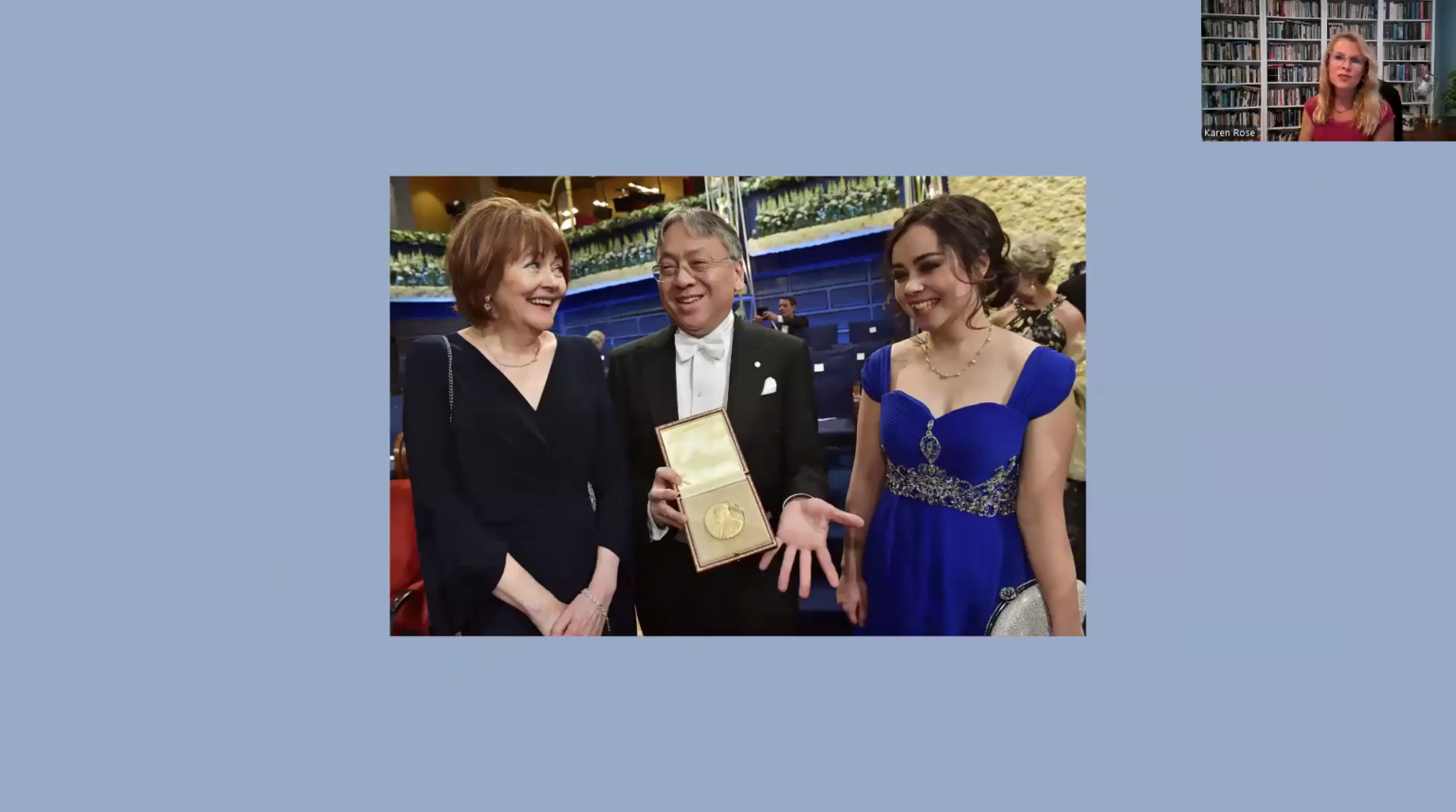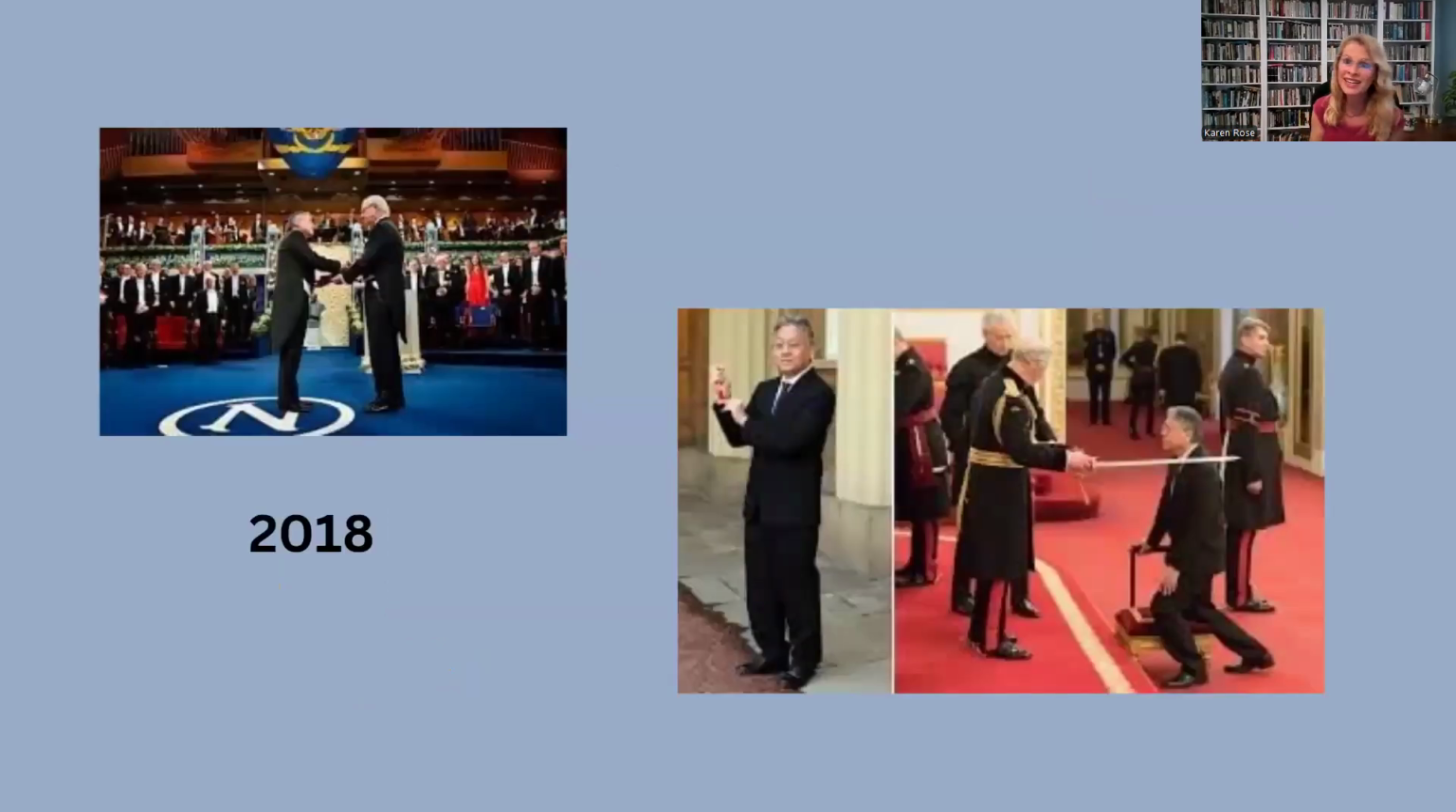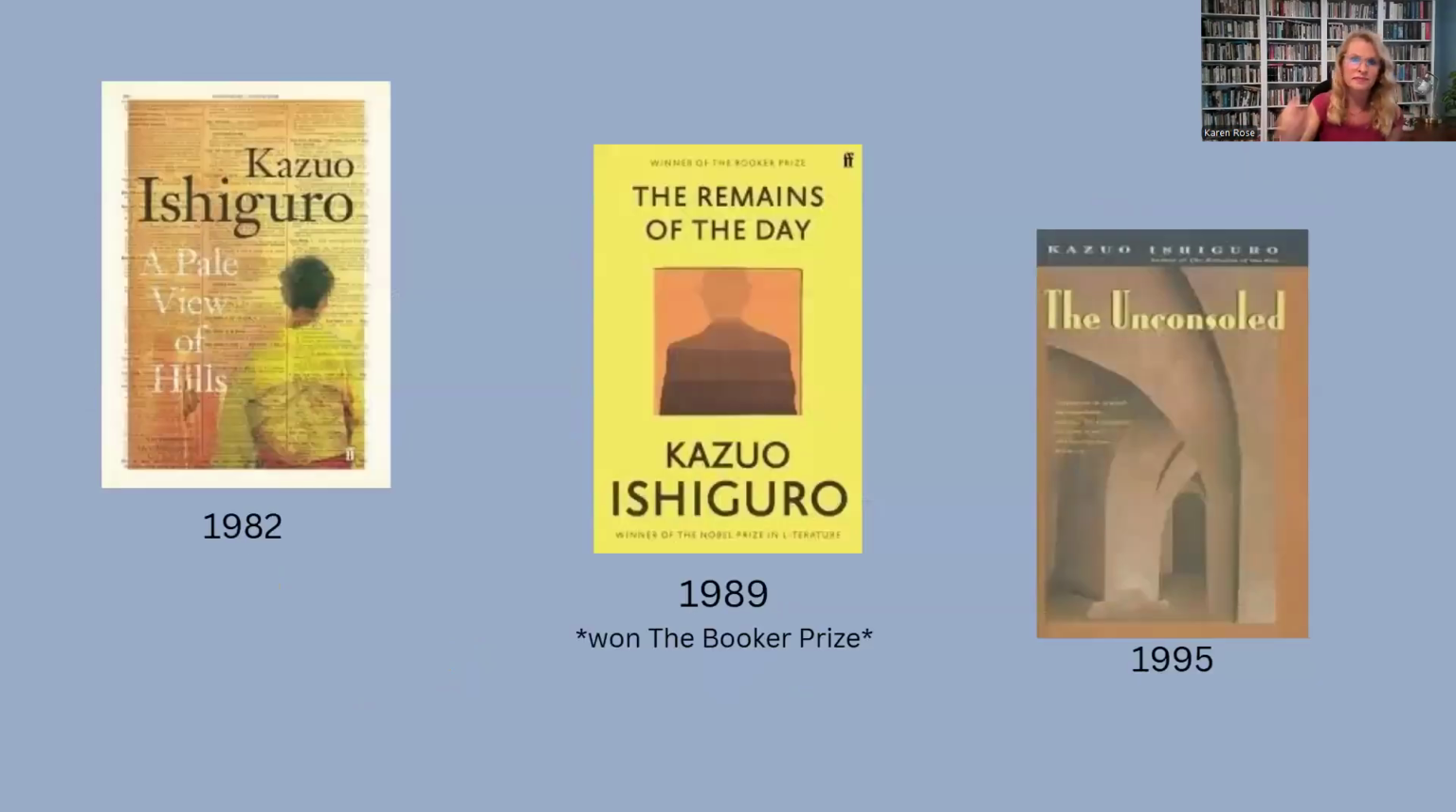These are some pictures. That is his wife on the left, his daughter on the right. He married when he was 32. His wife, her name is Lorna McDougall, and she is a social worker. In 2018, a huge honor, Ishiguro was knighted by the British monarchy.